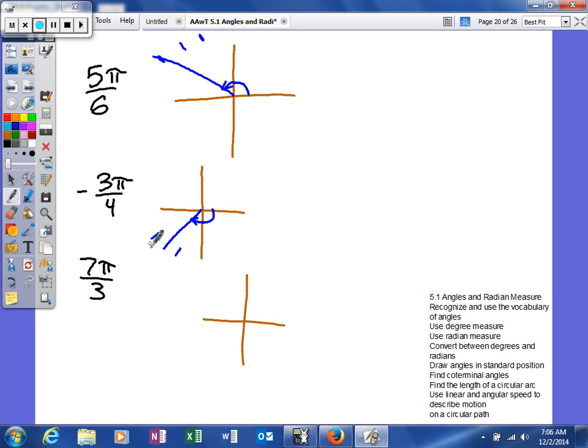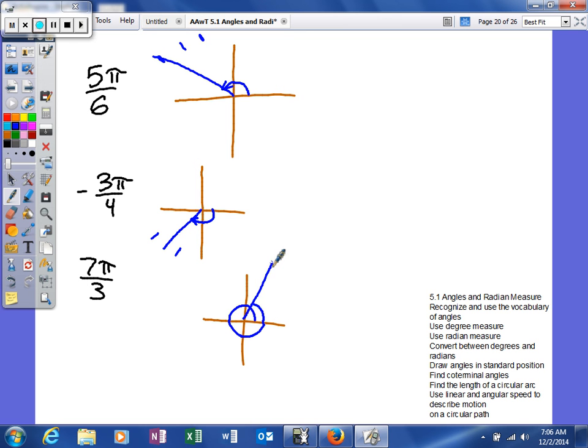And then 7π/3. So it's a positive angle. That's 1/2. 7/3 is more than 1/2. That's a whole. That would be 3/3. So it's more than 1 1/2. In fact, it's more than a full circle. So a full circle would be 2π, or 6/3. So we have one more third to go.